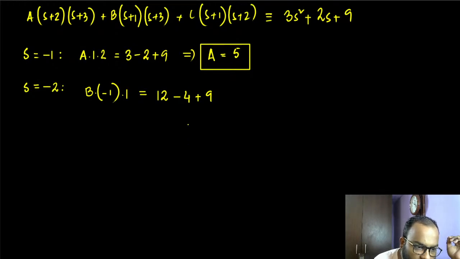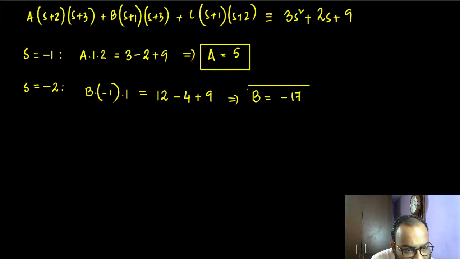Okay, that's going to be 8, 17. So B is going to be minus 17. So if I make any calculational mistakes, please let me know, because I might make a calculational mistake.